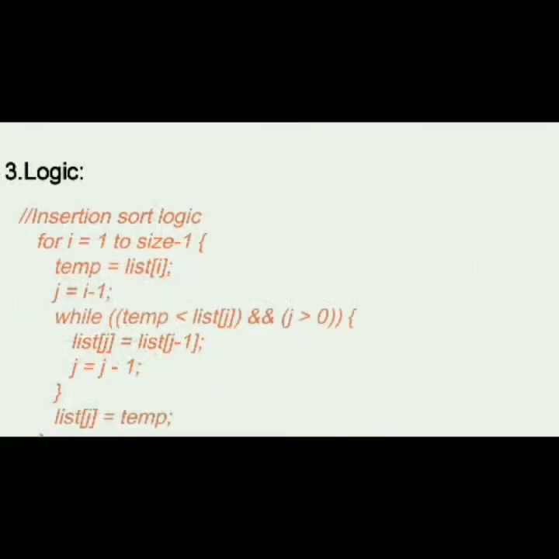So here is the logic. For i equals 1 to size minus 1, temp equals list of i, j equals i minus 1. While we are using the loop, while temp is less than list of j and j is greater than 0, list of j. So here you can understand the logic by simply seeing.